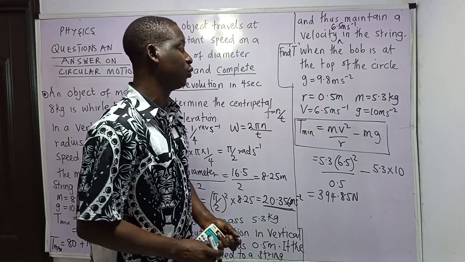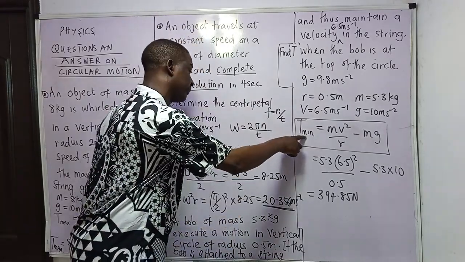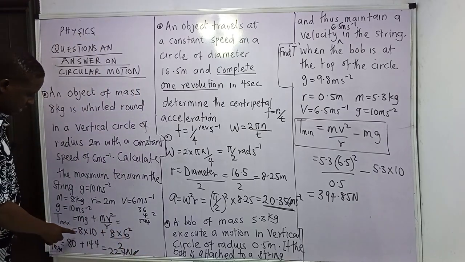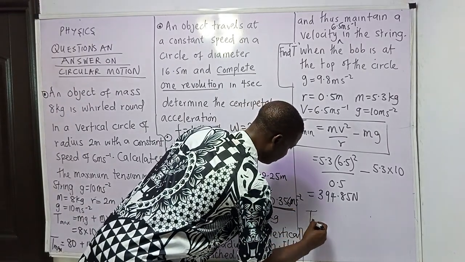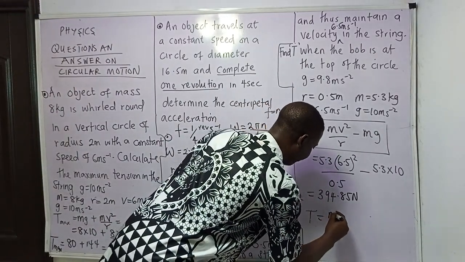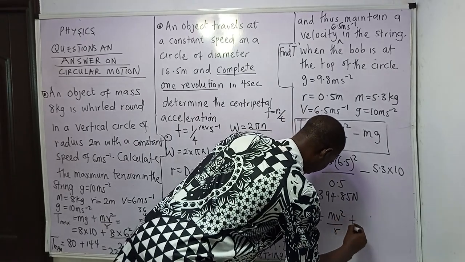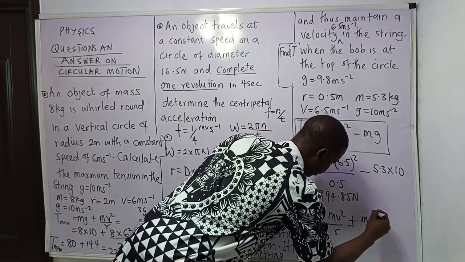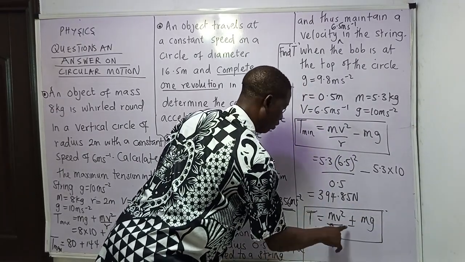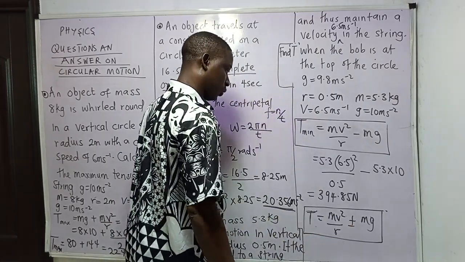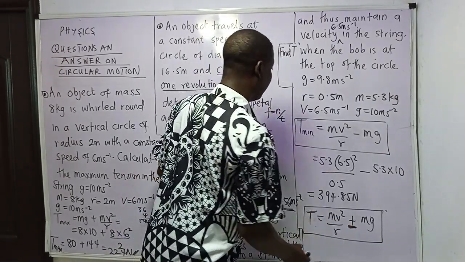Now that is how to find it. You have looked for minimum tension. You have also looked for maximum tension. So don't forget, tension is equal to mv squared over r plus or minus mg. So when do we use plus? We use plus when it is maximum tension. We use minus when it is minimum tension.